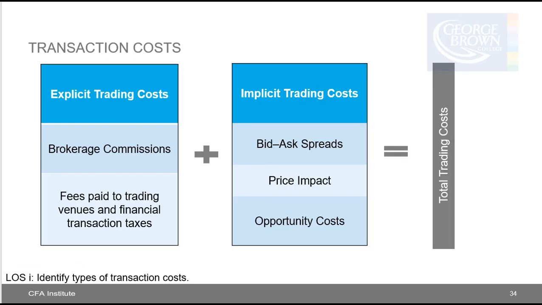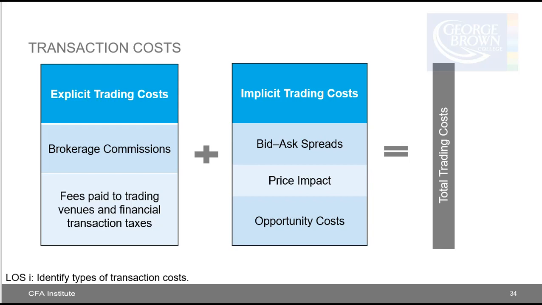Learning outcome statement I is identify types of transaction costs. So you can see here transaction costs, they've got two categories. On the left, explicit trading costs. On the right, implicit trading costs. And explicit trading costs plus implicit trading costs equals our total trading costs. So what makes up explicit trading costs? That's the brokerage commissions and fees to trading venues and financial transaction taxes. The implicit trading costs are made up of bid-ask spreads, price impact, and opportunity costs, okay?